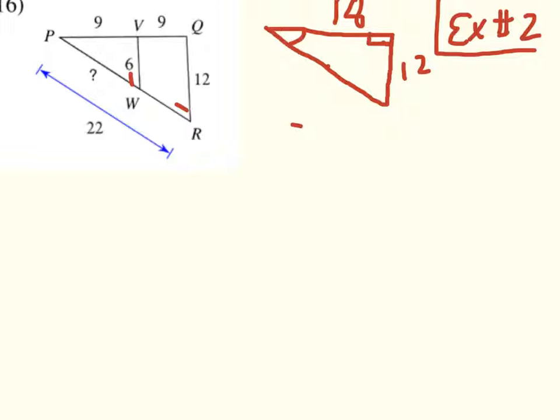So let me draw the littler one right here, and the littler one has a side of 6 right here and has a side of 9, and this is my question mark.